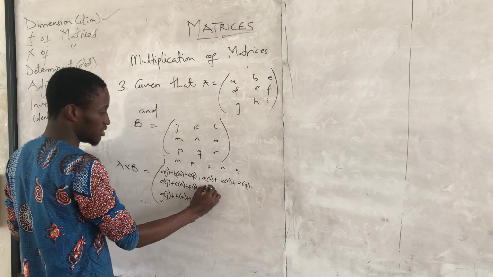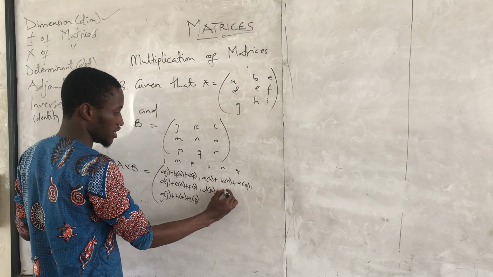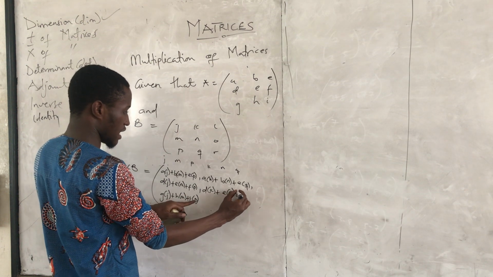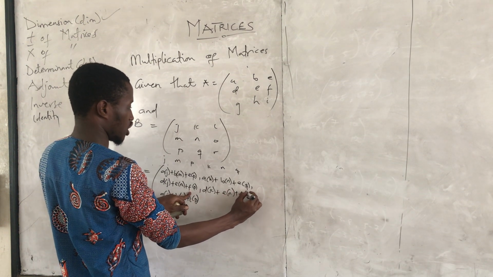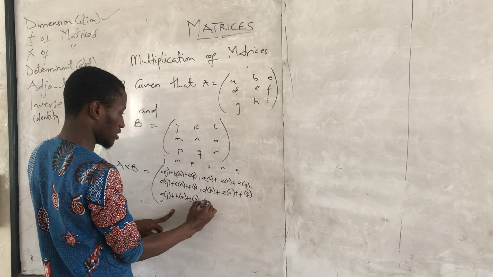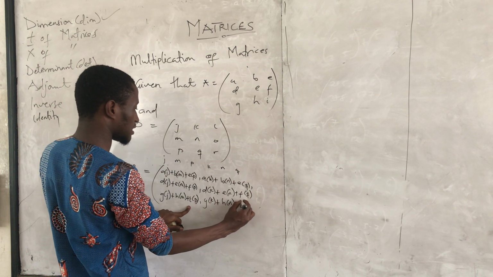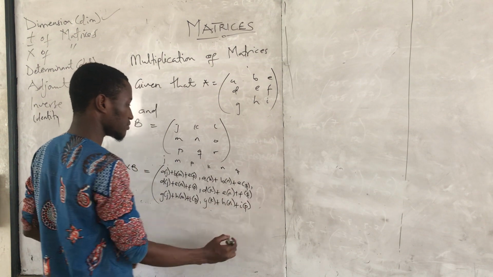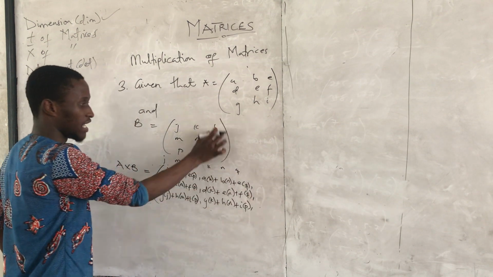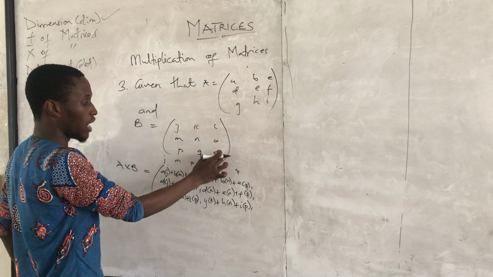So we have D, K, E, N, F, Q. We have G, K, plus H, and plus I, P. Then we are left with the last column. That is the L-O-R.